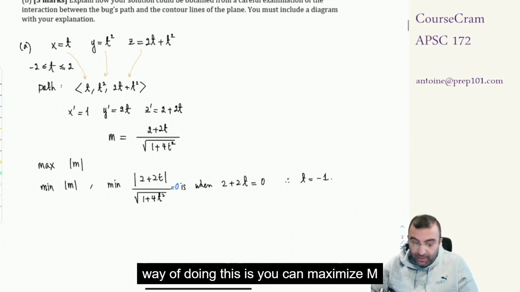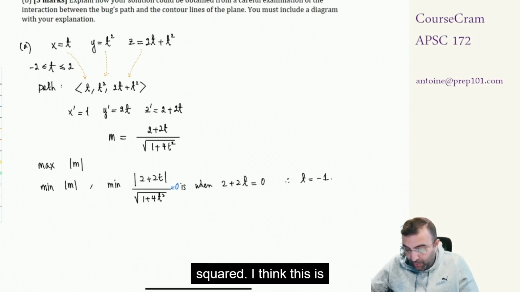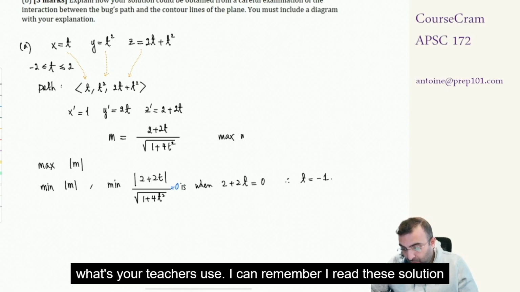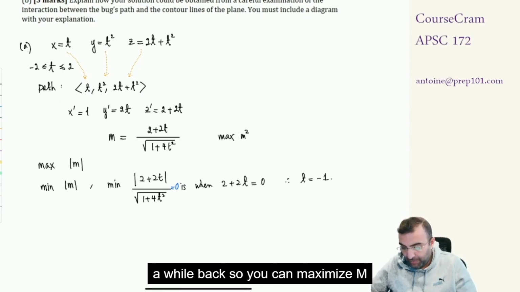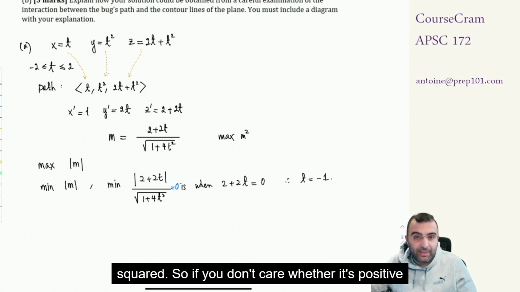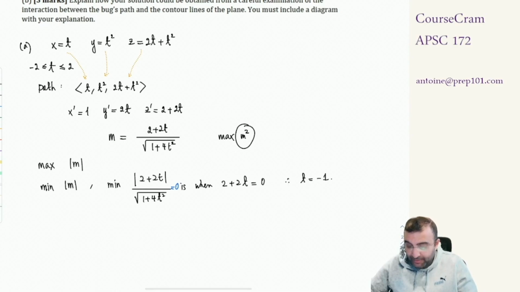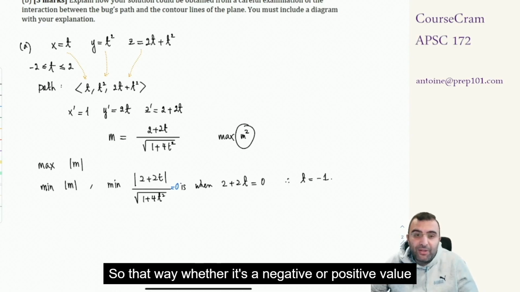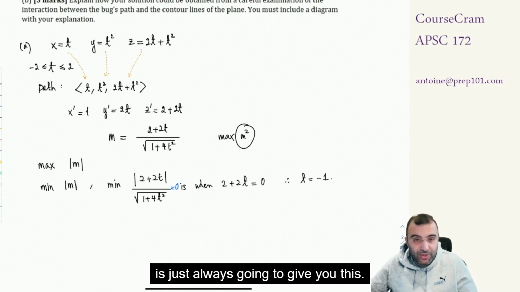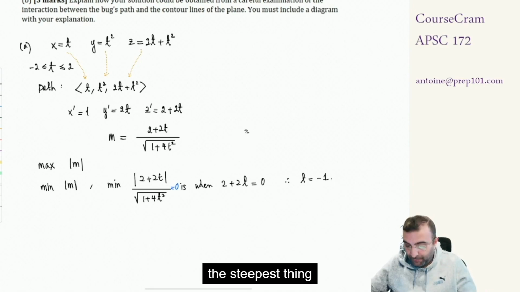Another way of doing this is you can maximize m squared. I think this is what your teachers use. I can't remember. I read this solution a while back. So you can maximize m squared. If you don't care whether it's positive or negative, you just want the maximum of m. So maximize m squared. That way, whether it's a negative or positive value, it's just always going to give you the steepest thing.